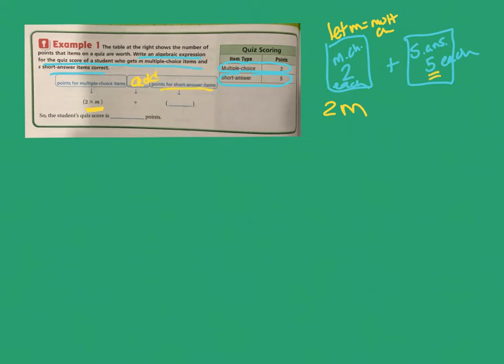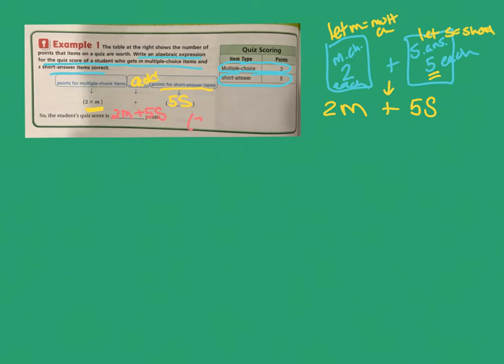Well, it's 5 for each one. 5 for one, then 5 for another one, then 5 for another one. That is repeated addition, which is multiplication. Let's let S equal short answer. 5 times S, also 5S, and that's being added together. So my expression can be 2m plus 5s.